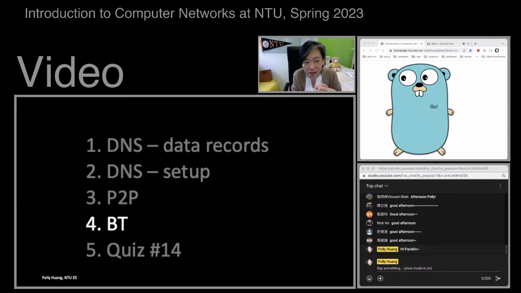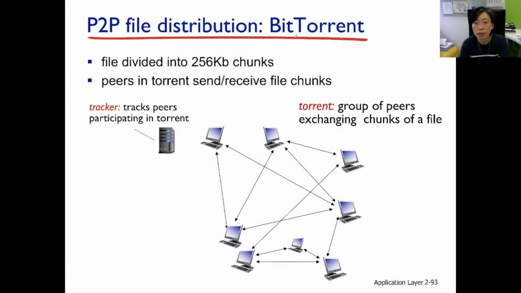Now let's start with the first example. It's called BT, short for BitTorrent. And this is a 2-minute nutshell video to tell you what BT is. First example is BitTorrent. The way the file is distributed in BitTorrent is, instead of sending one big file at a time, it's divided into smaller chunks, 256 kilobytes per chunk. And the peers in a torrent actually send and receive these file chunks.